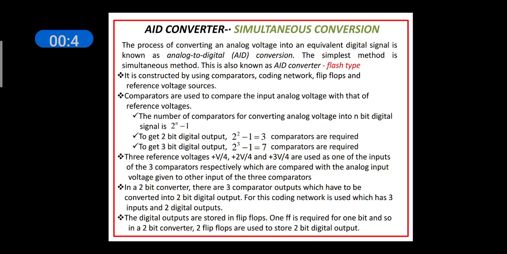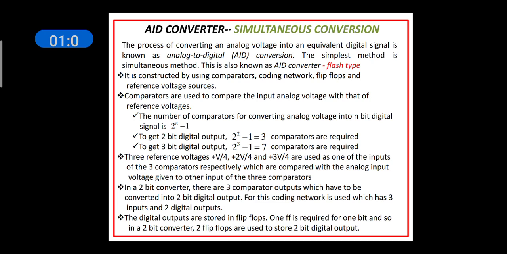The number of comparators for converting analog voltage into an n-bit digital signal is 2 power n minus 1. To get 2-bit digital output, we require 2 power 2 minus 1, that is 3 comparators. To get 3-bit digital output, we require 2 power 3 minus 1, that is 7 comparators.